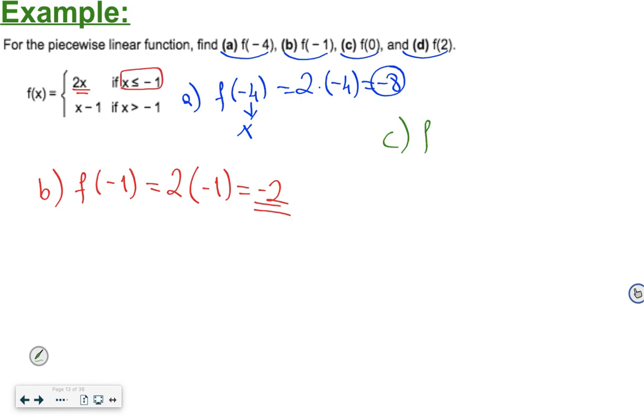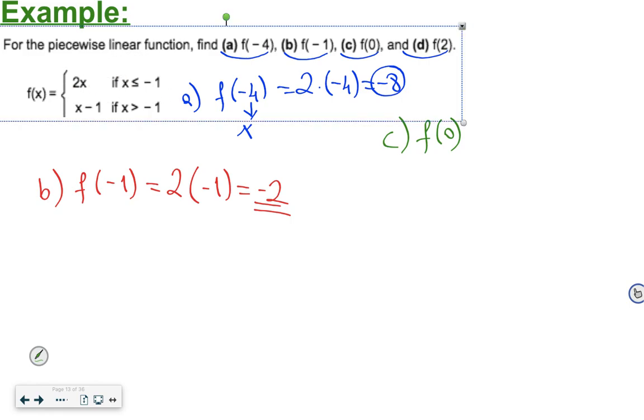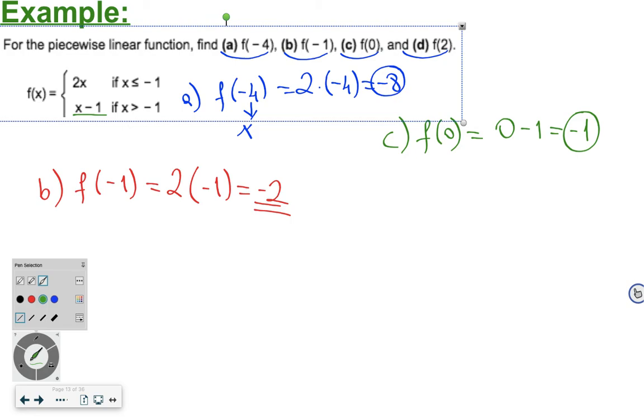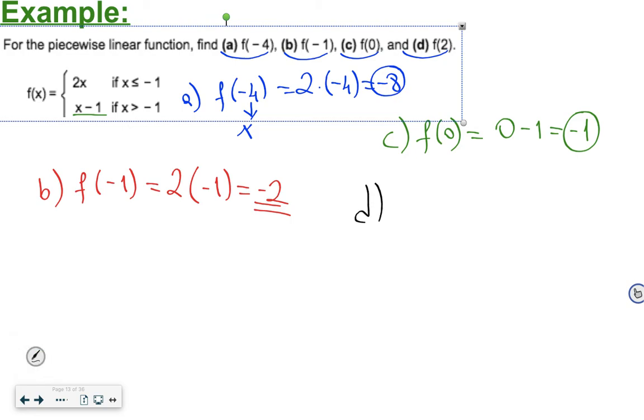C. F of 0. 0 is located in which interval, the first or the second? Remember that 0 is greater than negative 1. So that's why I am going to use this equation, x minus 1. X is 0, so 0 minus 1. Then the answer is negative 1. The last one is D. F of 2. 2 is located in the first one or the second one? 2 is greater than negative 1. That's why I am going to use the x minus 1 equation. X is equal to 2, so 2 minus 1 is equal to positive 1.